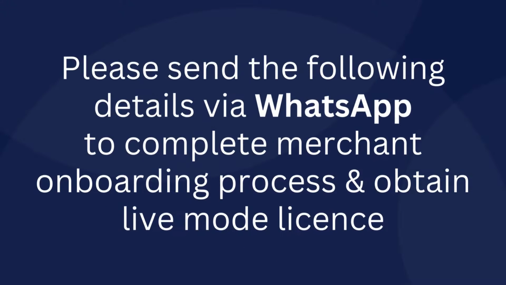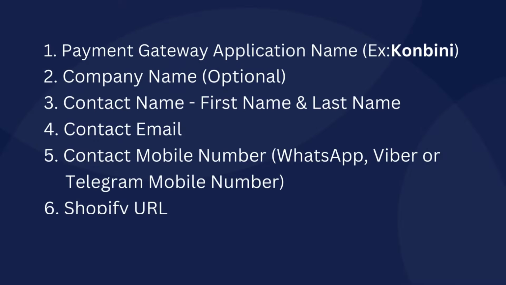Please send the following details via WhatsApp to complete the merchant onboarding process and obtain live mode license. 1. Payment Gateway Application Name, example, Konbini. 2. Company name, optional. 3. Contact name, first name and last name. 4. Contact email. 5. Contact mobile number, WhatsApp, Viber, or Telegram mobile number. 6. Shopify URL. 7. Billing address.